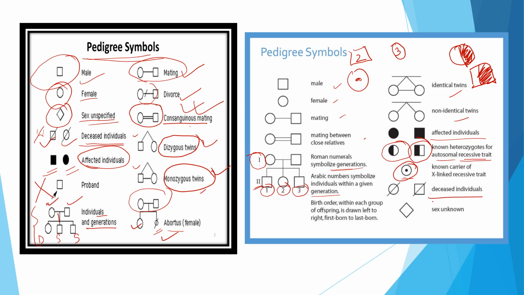This I have told, deceased individual, and this is sex unknown. Same as we have spoken in this too. Few things are here and there. Just memorize all the symbols: take your copy, without seeing, do the symbols again and again, practice it again and again, so that when you get problems on pedigree, you do not get stuck. It should be very easy for you all. So let's move on now to the next slide.